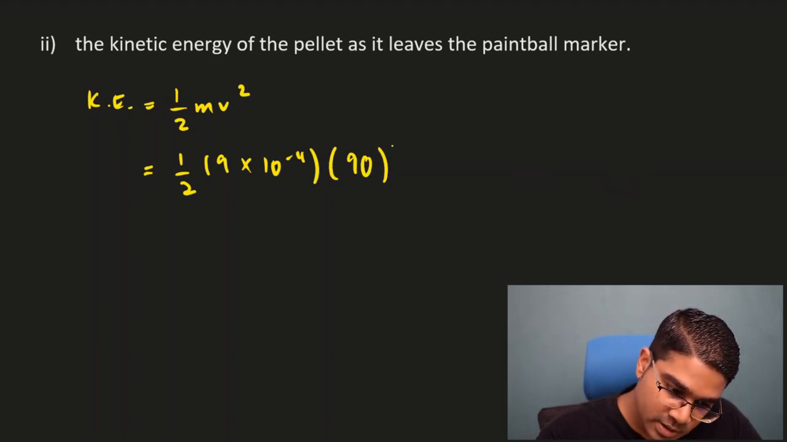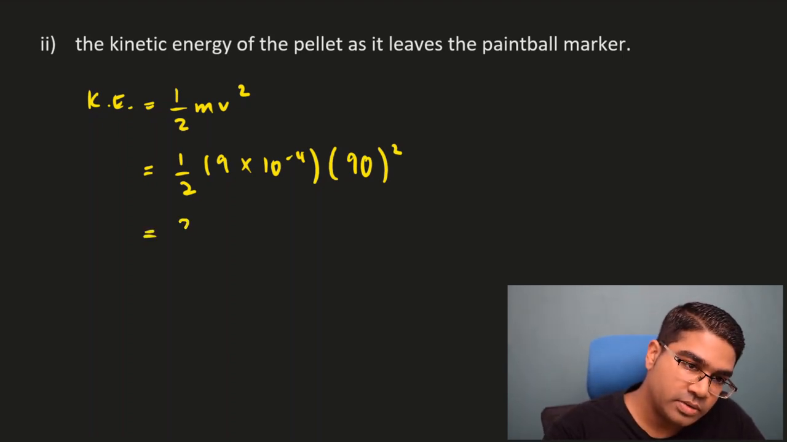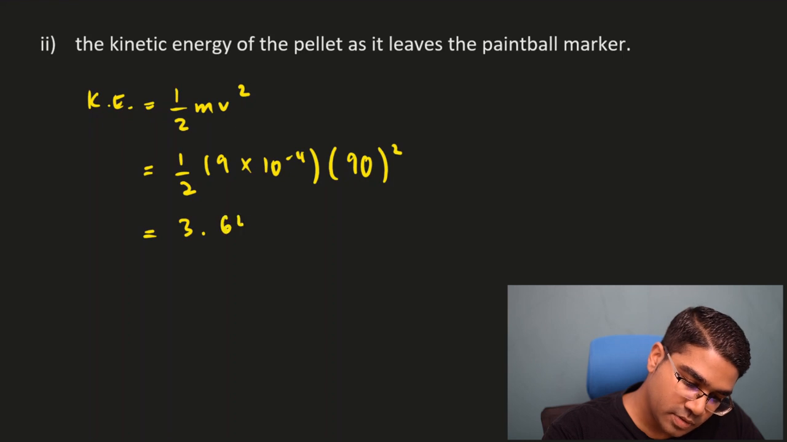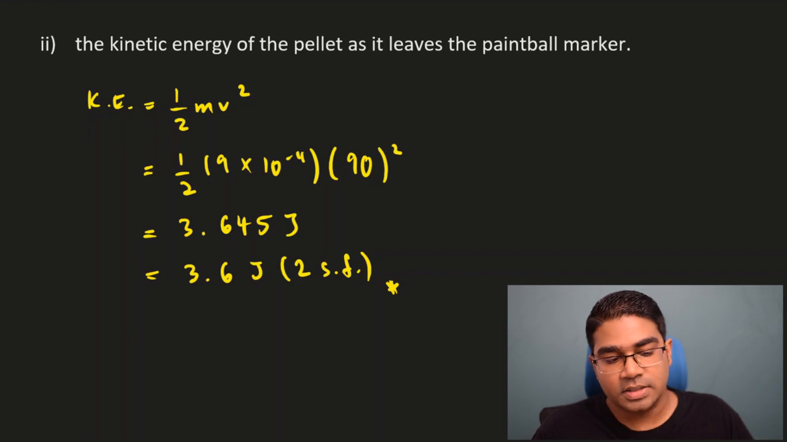So 90 squared. After you key this in the calculator, you will get a value of 3.645 joules, which is equal to 3.6 joules in two significant figures. So this is the kinetic energy of the pellet as it leaves the paintball marker.